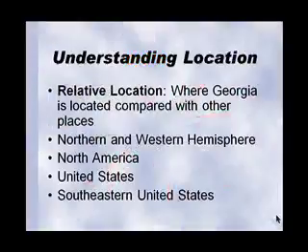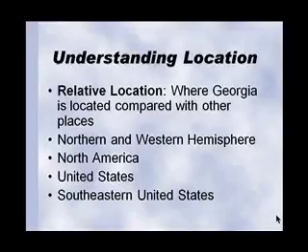The first one is relative location. Relative location is where Georgia is located compared with other places. An example would be Georgia is located in the northern and western hemisphere. Georgia is located on the North American continent and is located within the United States. It's also located in the south, or you could say southeastern United States.